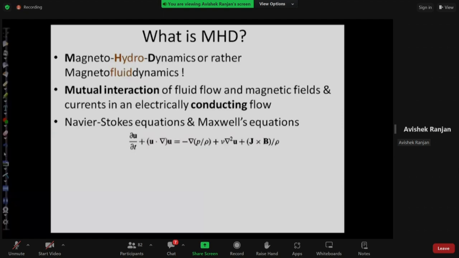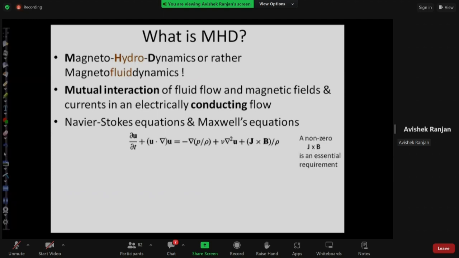Now as you are aware, the major equation in fluid mechanics is called the Navier-Stokes equation. It's the second law of motion, conservation of momentum. There in MHD what we have is a body force term, J cross B by rho, which is essentially the Lorentz force per unit mass term. Now this J and B are variables which may look a bit new to you. So J is called current density and B is called the magnetic field.